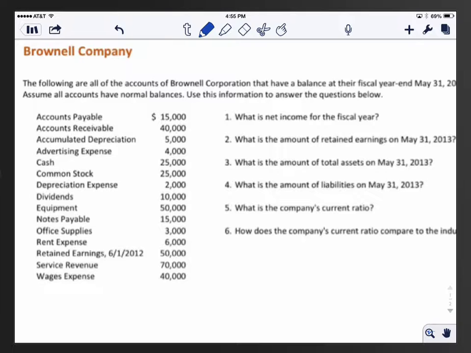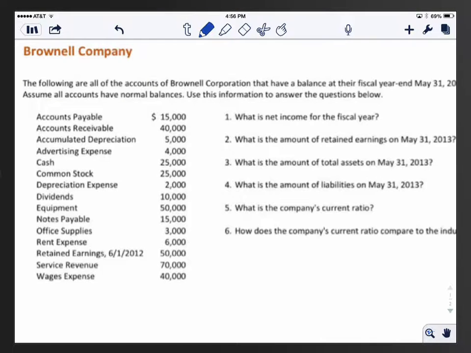We're going to work this example about Brownell Company. If you haven't worked this one already, this is Demo 3B. Make sure you've downloaded the PDF, printed it, worked it, and then watch the video. What do we have here?